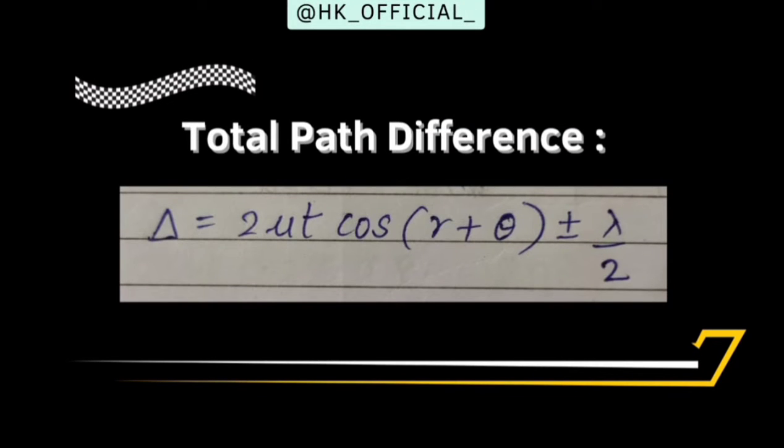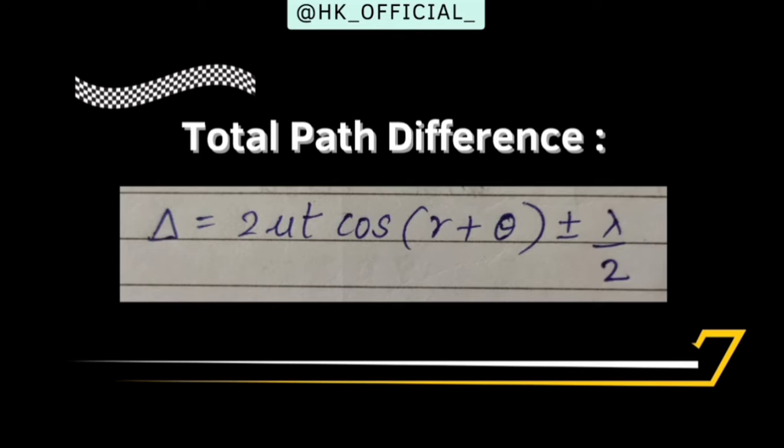Here what is the formula? That is delta. What is delta here? It is the path difference. It is 2 mu t cos(r + theta) plus minus lambda by 2. If you remember the interference due to thin film, the path difference was 2 mu t cos r plus minus lambda by 2. Here in the wedge-shaped film, an angle theta is inclined, so just add theta in the cos. That is the final output which you are going to get in the total path difference. So after drawing the diagram, you have to come towards this formula directly. You don't have to derive this formula, remember.